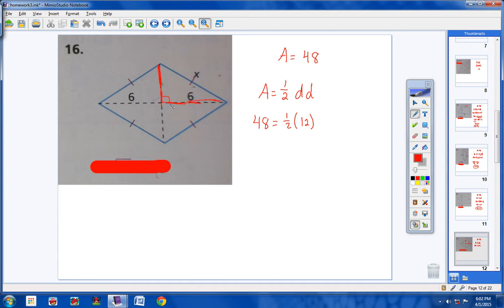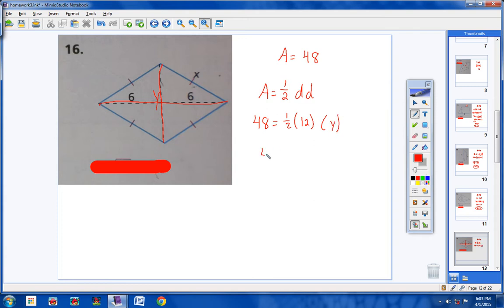We have a right triangle. We can then use the Pythagorean Theorem to find this leftover side right here. So we got our work cut out for us, okay? So one diagonal is 12. Let's call this other diagonal y, okay? So I'm solving for y.